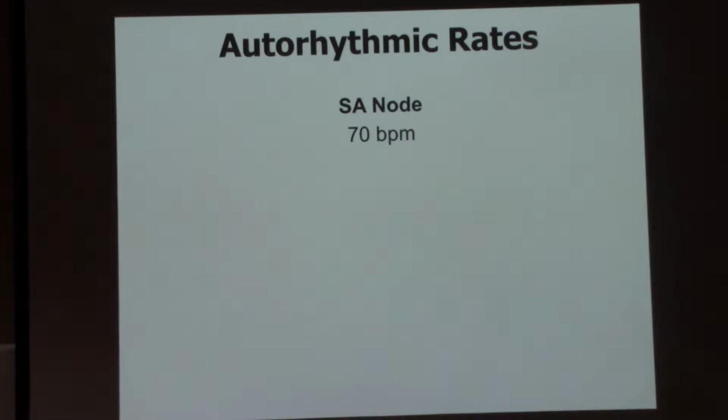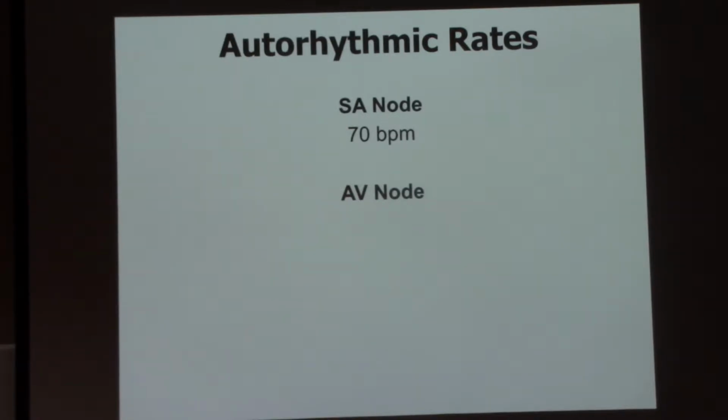It's around 70 beats per minute. So if your endocrine system and your nervous system were not influencing your heart, that's what your heart rate would be. So that SA node fires all on its own at around 70 times per minute, which would lead to 70 beats per minute.